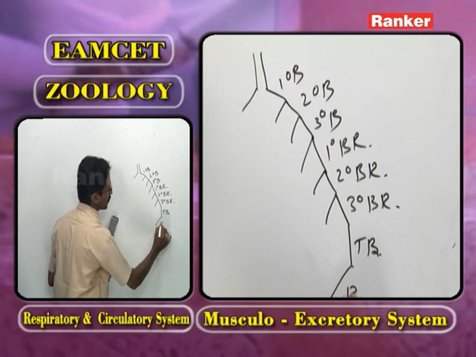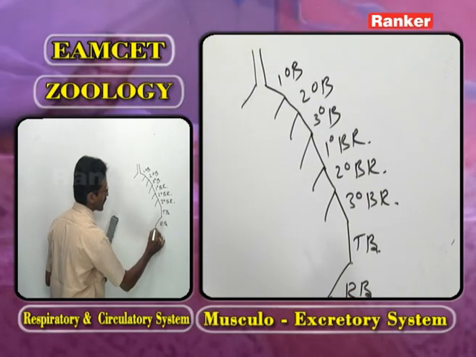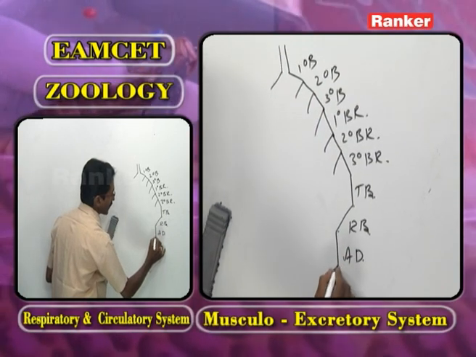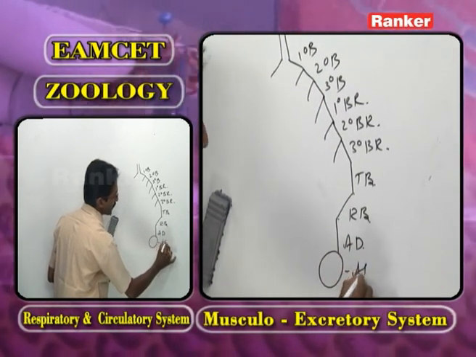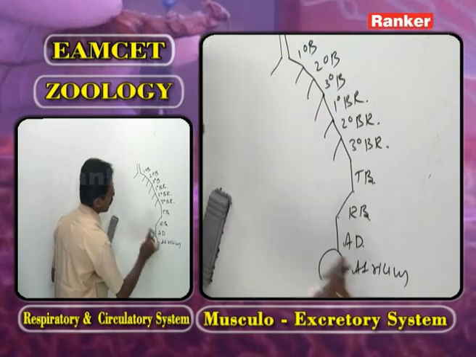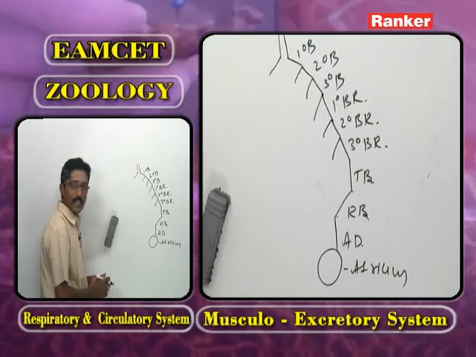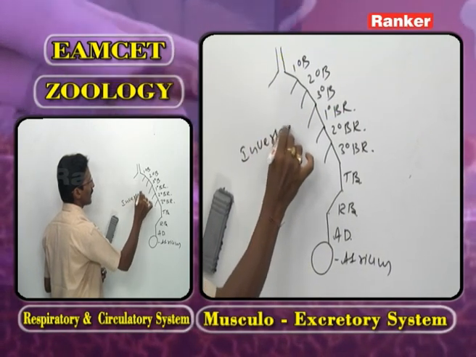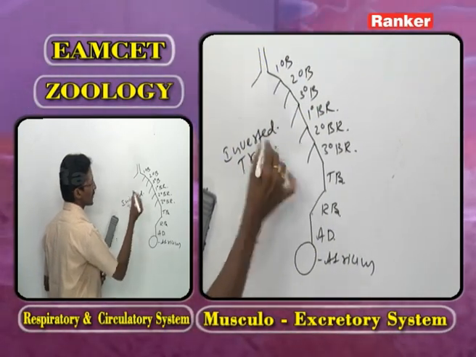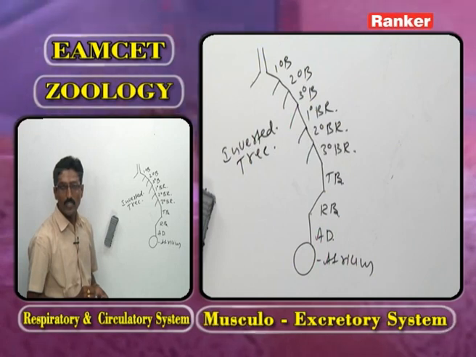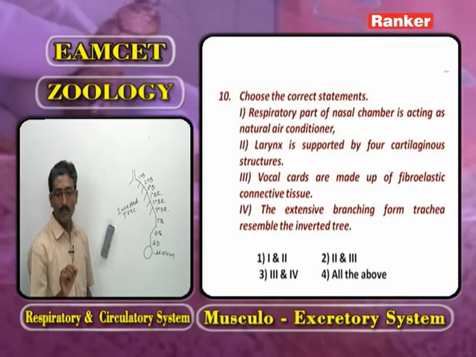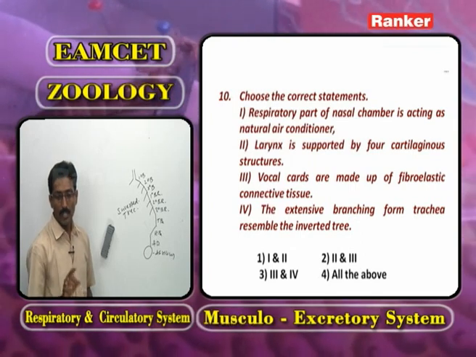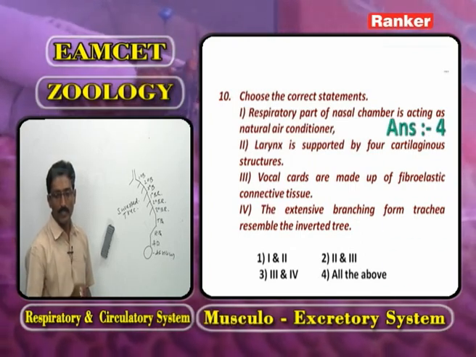They divide into respiratory bronchioles. They open into alveolar duct. That opens into atrium. Now you observe this diagram. It appears to be an inverted tree. So the fourth statement is also correct. Out of these, what is the wrong one? That is the first one. Now we go for the next.